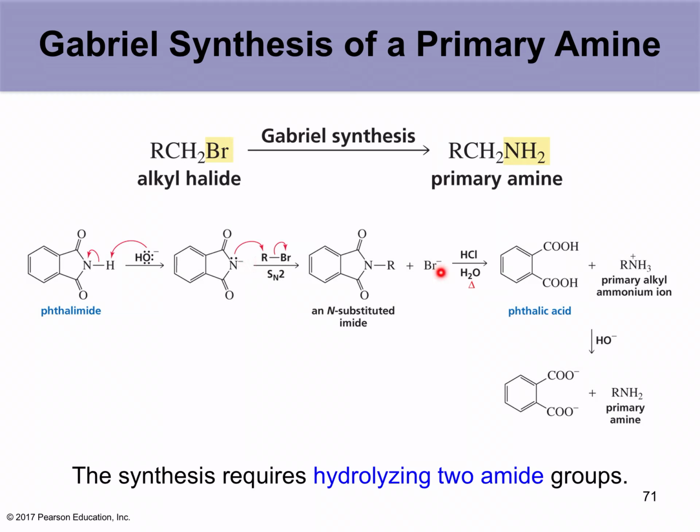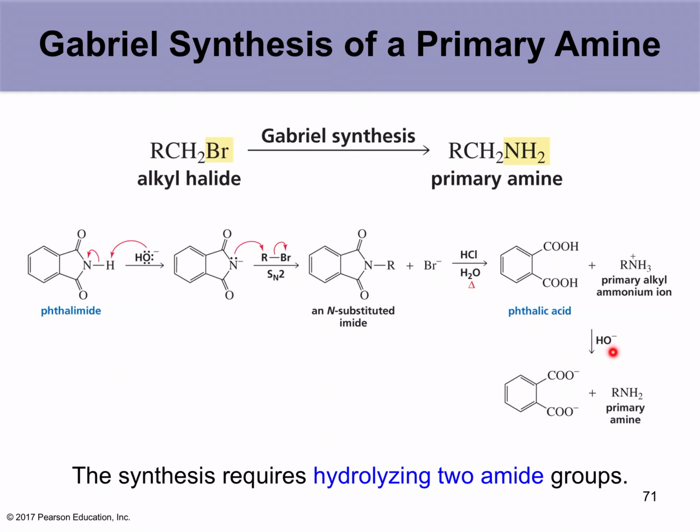Then once that has happened, you heat it in the presence of acid, hydrochloric acid and water. So then the amide group is going to hydrolyze. From this side you're going to get the carboxylic acid, from this side also the carboxylic acid, and from the other side the nitrogen will become a protonated primary alkyl ammonium ion. Hydrogen will be on this nitrogen.